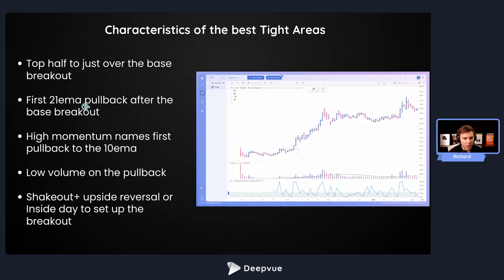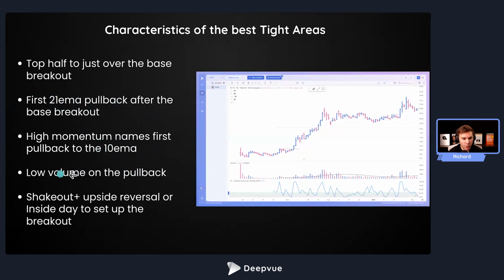Also focus on the 21 EMA pullback after the base breakout, especially if that breakout was extremely powerful. And I say 21 EMA because you want the stock to pull back pretty significantly to set up a good risk reward spot, to have enough juice to go on a nice uptrend for you. So a 21 EMA pullback, the first one, usually is a pretty good opportunity. And if it's a high momentum move, or like an earnings gap from a base, you might want to use the 10 EMA instead of that 21 EMA.